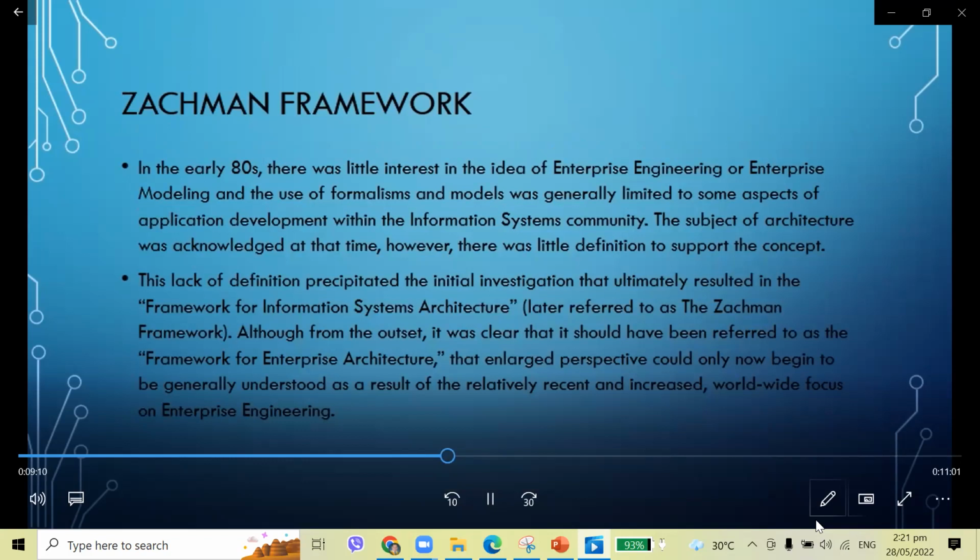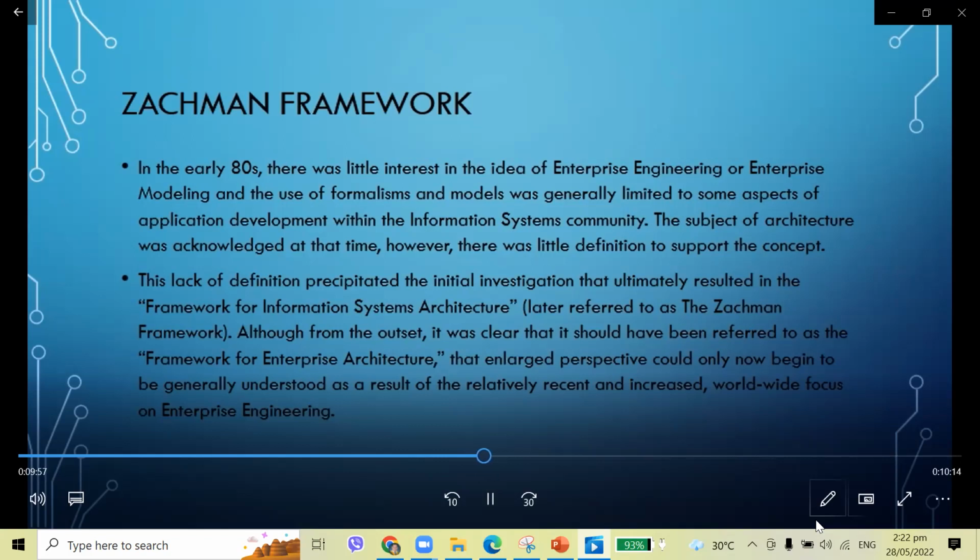So, the Zachman framework. In the early 80s, there was little interest in the idea of enterprise engineering or enterprise modeling, and the use of formalism and models was generally limited to some aspects of application development within the information systems community. The subject of architecture was acknowledged at that time. However, there was little definition to support the concept. This lack of definition precipitated the initial investigation that ultimately resulted in the framework for information systems architecture.